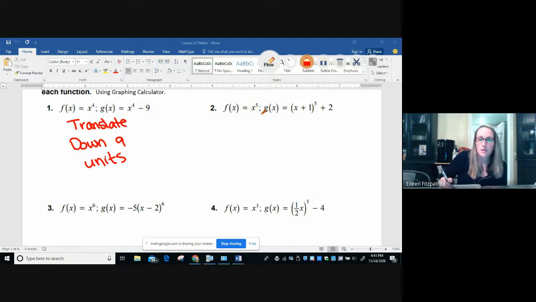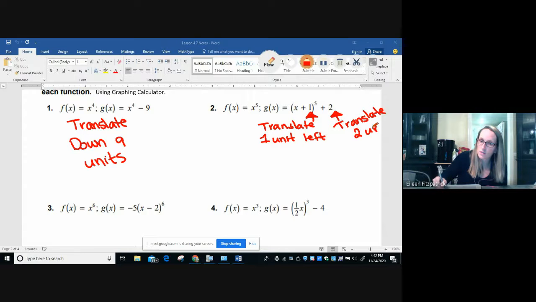All right. Number 2, f of x equals x to the fifth. The g of x is x plus 1 raised to the fifth plus 2. So we have 2 transformations here. What does the 1 do? What does the 2 do? All right, the 1 translates 1 unit. Which direction, right or left? What do you think? Left. And the 2, we're going to move, we're going to slide 2 units up. All right, the next one.